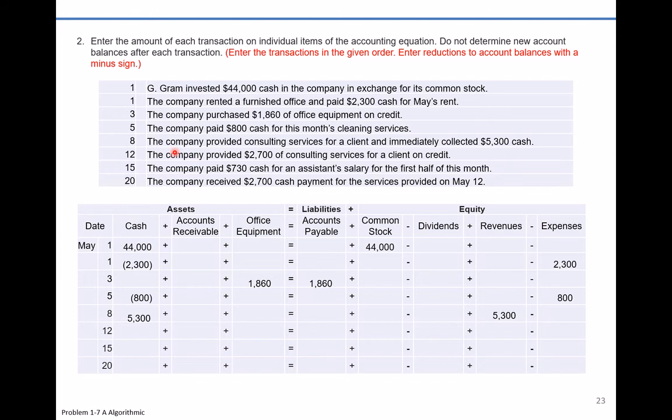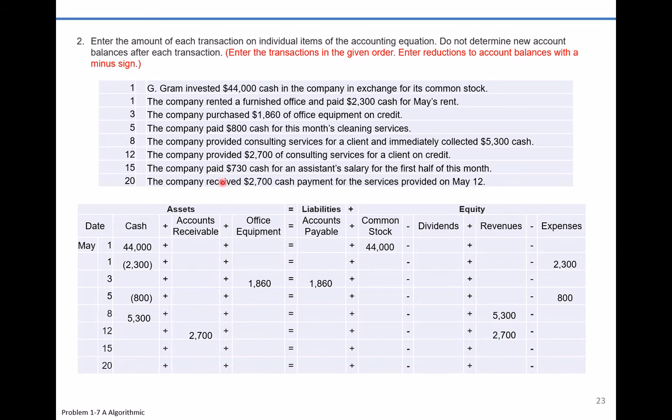The company provided $2,700 of consulting services for a client on credit. Okay, so like before, they provided services, but whereas on the 8th they got cash for it, they're not getting cash right now. The customer is going to send that in later on. So the company has a different asset other than cash. They have an IOU account called an account receivable. So account receivables will go up for the $2,700, and then revenues as well go up for the $2,700.